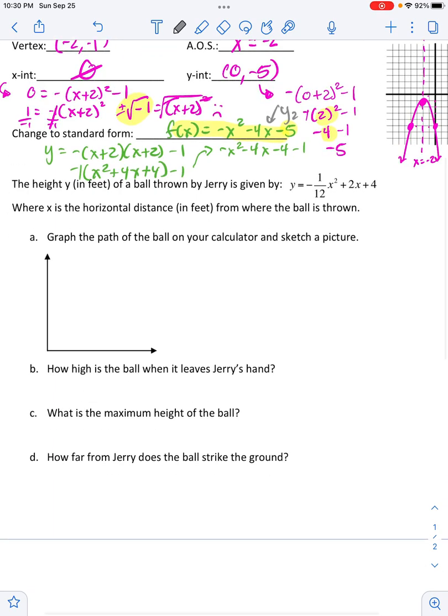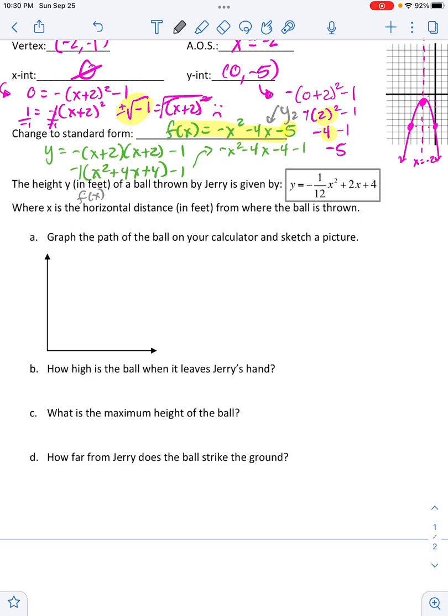Okay, so you always have to apply your knowledge, and if you're in physics, you're going to do these types of problems using similar formulas. Actually, it will be a quadratic, and it'll have a gravitational constant in it. So this one is in feet, and it says the height of a ball thrown by Jerry, of course, is given by blah, blah, blah. In my perfect world, they would have used f of x, but nobody cares what I think. Where x is the horizontal distance in feet from where the ball is thrown.